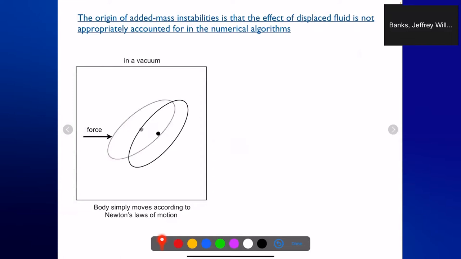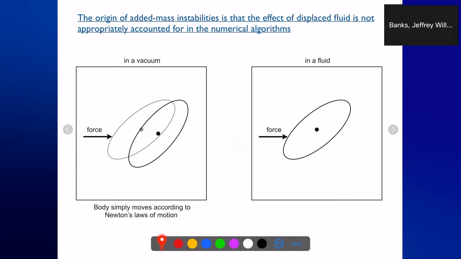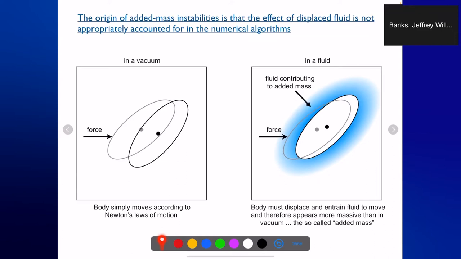If I have that same body in a fluid and I apply the force, the trouble is that if it's going to move from one spot to another spot, it has to move a bunch of fluid out of the way. It's got to entrain some fluid behind it where there is no longer a body. So there is some amount of the fluid which is also going to move as a response to this force which is applied to the body alone. All right, so that is the added mass. It's the mass of the fluid which has been added as an effective mass to the body.